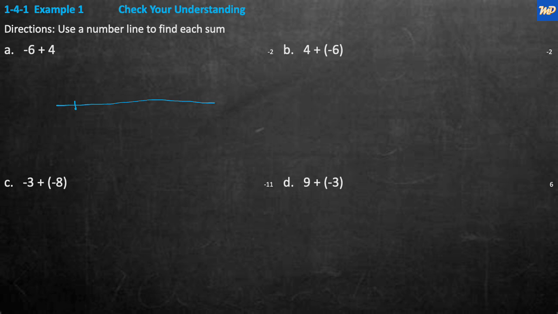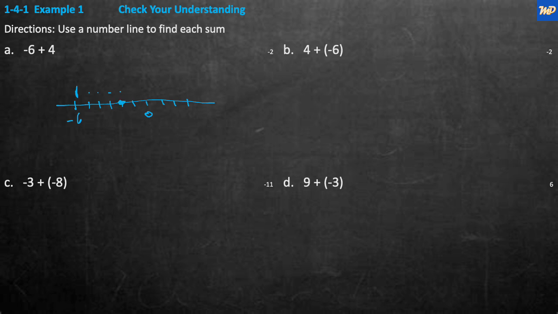Negative 6. We're going to call this negative 6. 1, 2, 3, 4, 5, 6, 7, 8, 9. How's that? 5, 4, 3, 2, 1, 0. So here's 0 right here. So we're going to go negative 6 and we're going to add 4. 1, 2, 3, 4. Where are we?